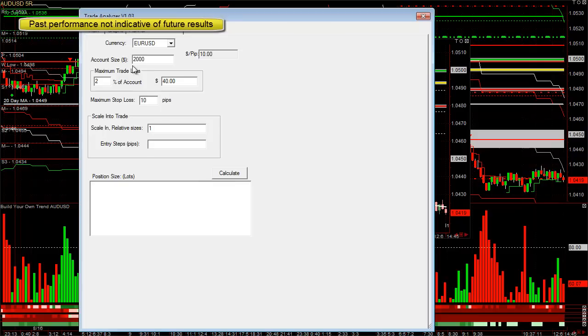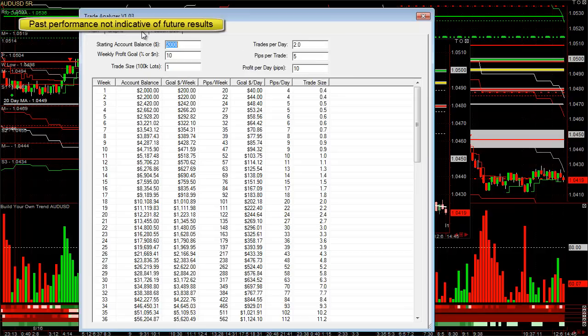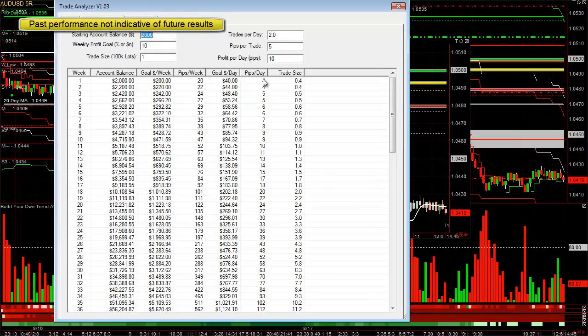We're not going to scale in, but this is very sophisticated and lets you scale in the trades. And you can see with a $2,000 account, risking 2% of your account, you can trade 4 mini lots with a 10 pip stop. If you are using wider stops, guess what? You can only trade half as much. So going to the planner, you have a $2,000 account and you get 10 pips per day, pretty much every 2 months, you can see the account doubles.